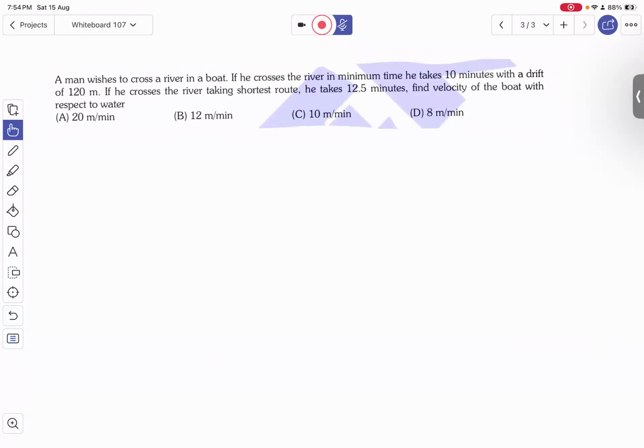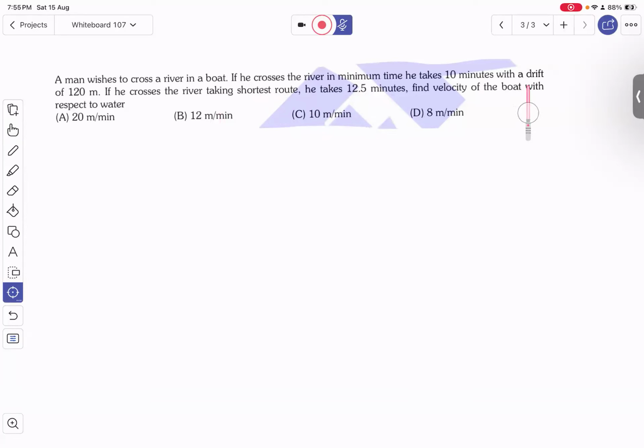So a man wishes to cross a river in a boat. If he crosses the river in minimum time, he takes 10 minutes with a drift of 120 meters. Story number 1. Story number 2. When he crosses the river taking the shortest route, he takes 12.5 minutes. Find the velocity of the boat with respect to the river.